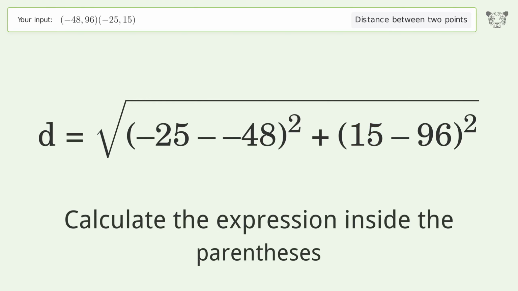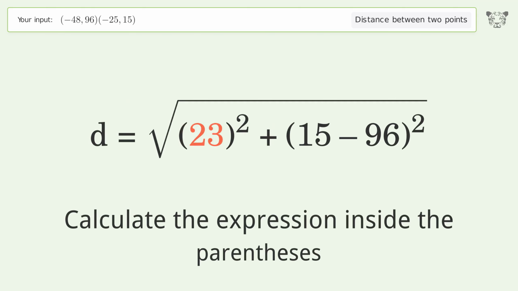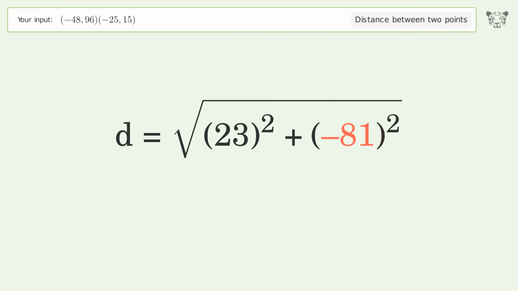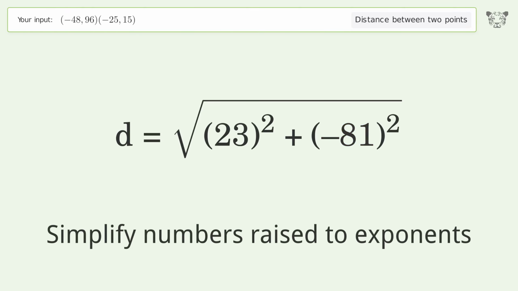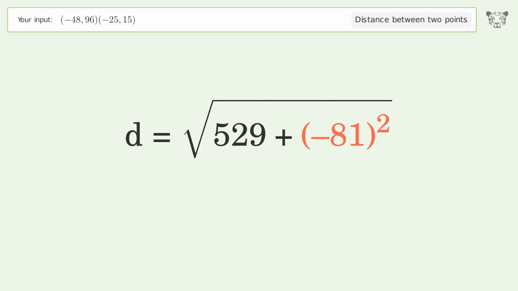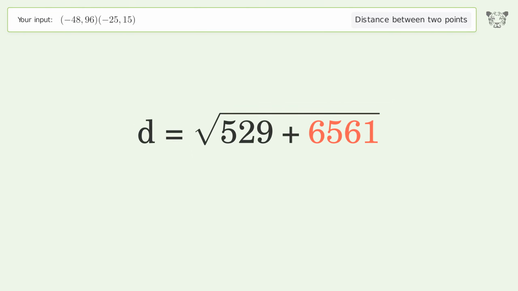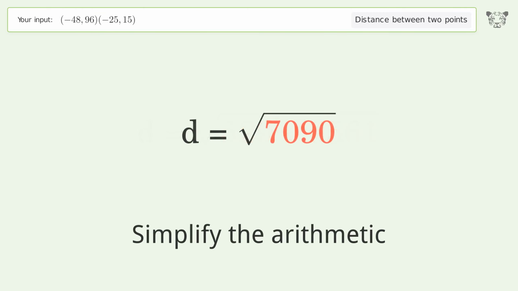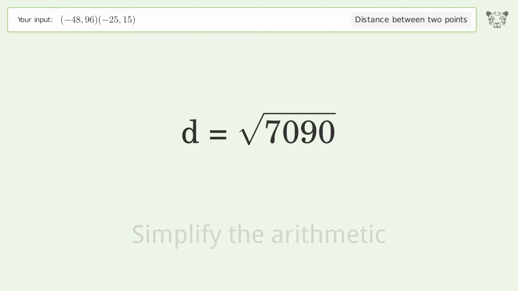Calculate the expression inside the parentheses. Simplify numbers raised to exponents. Simplify the arithmetic. And so the distance between the 2 points is the square root of 7,090, or 84.202.